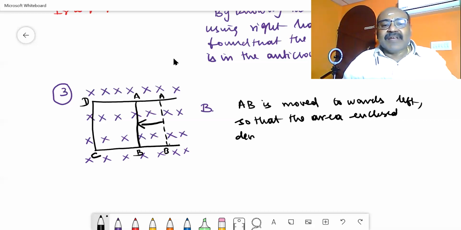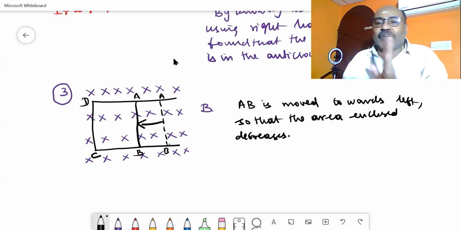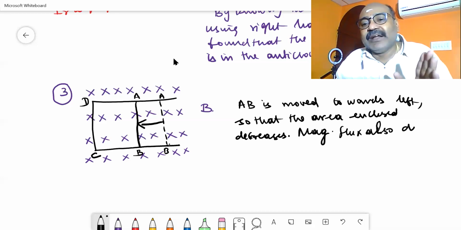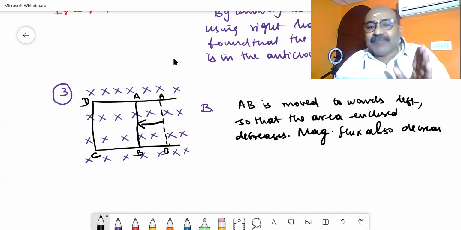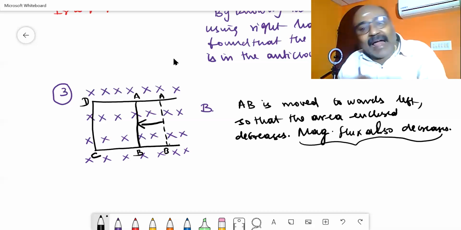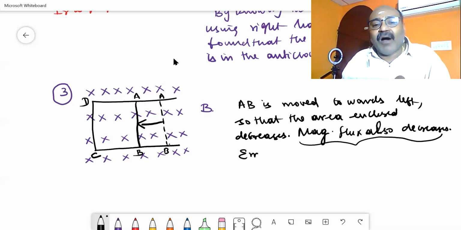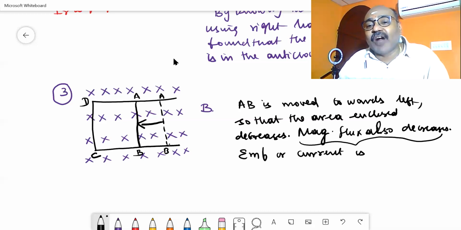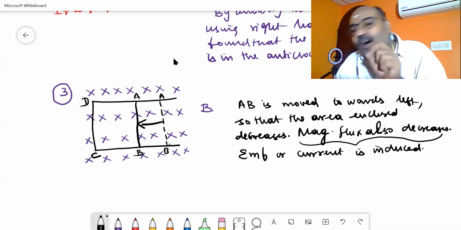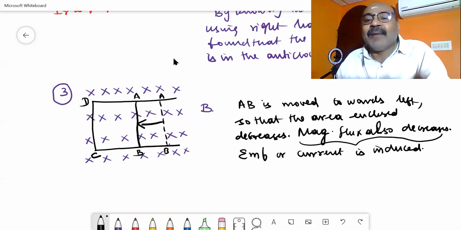So what happens if the area decreases by moving it towards the right? Then we can say the magnetic flux also decreases. If the magnetic flux decreases, it means there is a change in flux. Due to the change in flux, what will happen? An EMF or current is induced. Because of what? Because of this change in magnetic flux. In what direction is this EMF or current induced? Let us see later.